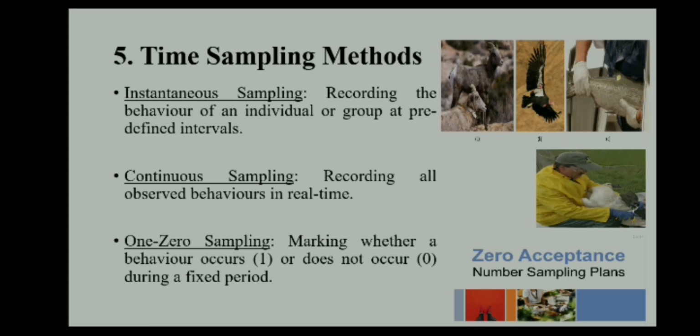Then time sampling methods, instantaneous sampling, used for recording the behavior of an individual or group at predefined intervals. Then continuous sampling, recording all observed behaviors in real time. Then 1-0 sampling, marking whether a behavior occurs as 1 or does not occur, marked as 0, during a fixed period.